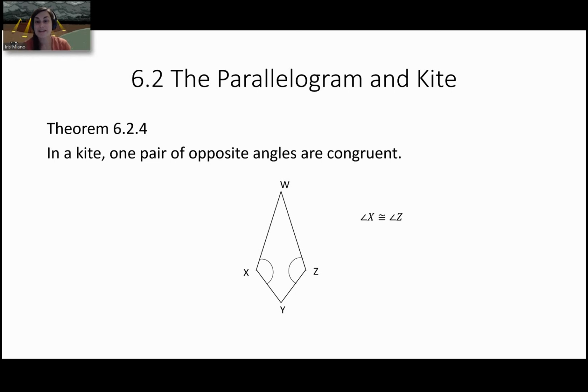So the theorem states that we have one pair of opposite angles that are congruent in a kite. For this particular kite, it's angles X and Z that are congruent. And the way that you know that they're the congruent pair is that they're the vertices that link together the non-congruent edges. Okay, that's how you can tell.